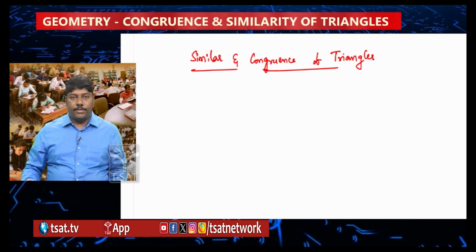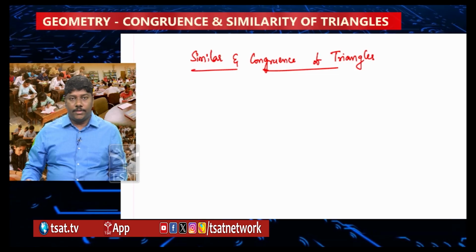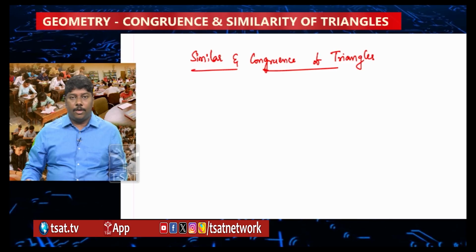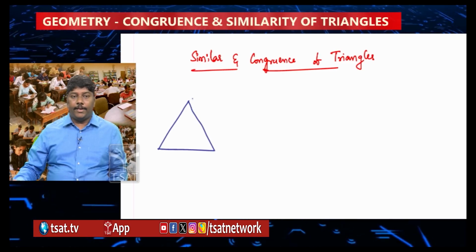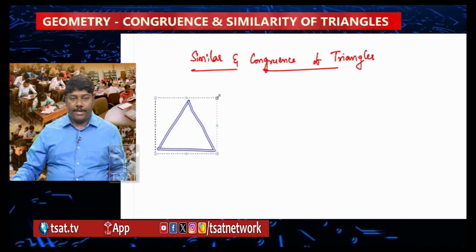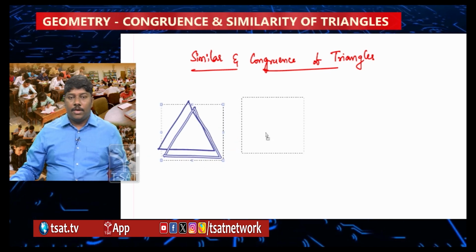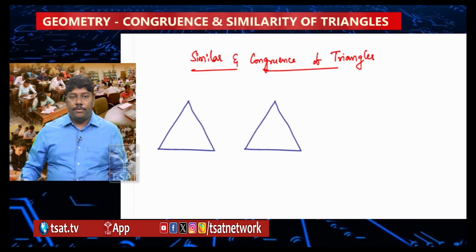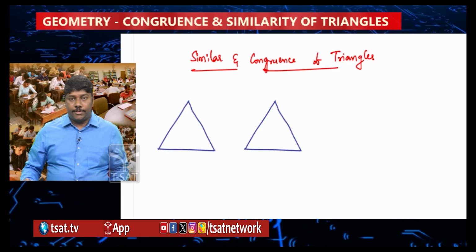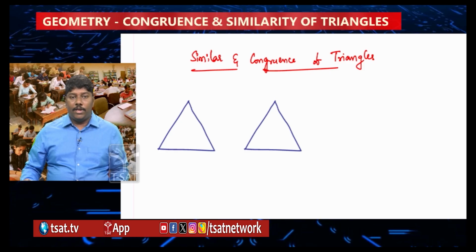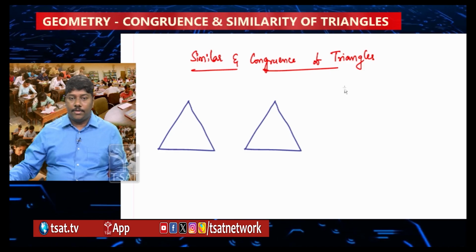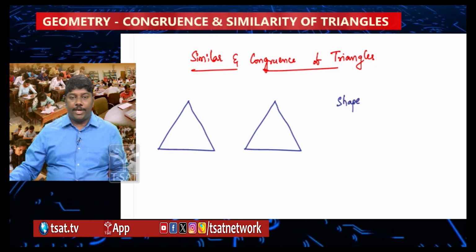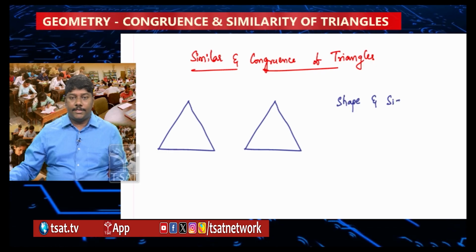When I say congruence, in all respects two figures, not only triangles, be it a rectangle or a square, must be equal. Suppose I take a triangle here and just copy paste it. In all respects, these two triangles are congruent. So, when I'm saying congruence of triangles, two triangles must be equal in their shape as well as in size. So, two things must be remembered: they must be equal in shape as well as in size.